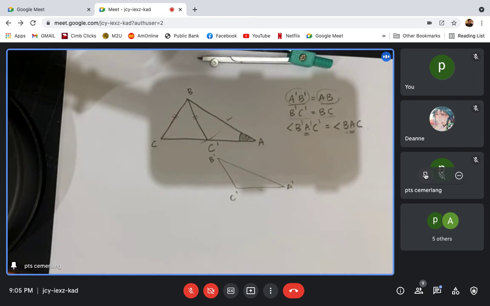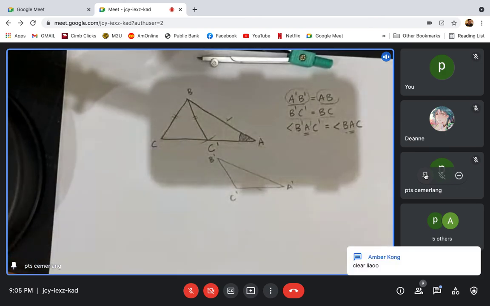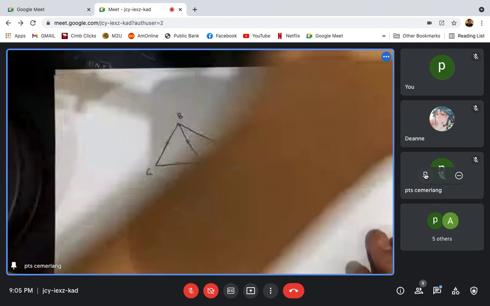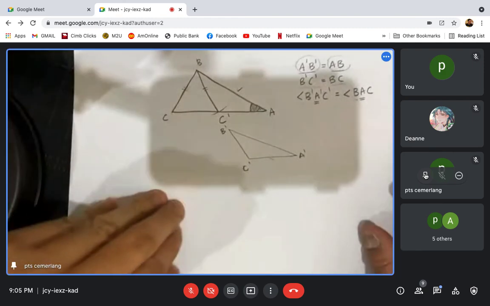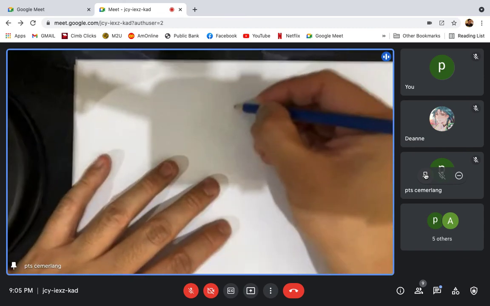Okay, drawing the triangle. For this example, if you're okay with this example, I do one more for you. Okay, see one more. One more. Okay, one more. Let me see. How can I have it?